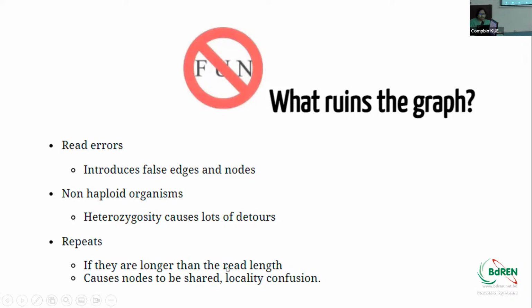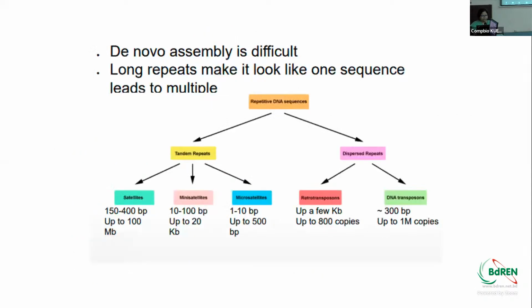There can be repeats if they're longer than the read length. Keep in mind that if your read length is 100 base pair or 150 base pair, but the repeat is like 200 base pair, then it will hamper the assembly process. It causes nodes to be shared, and locality confusion: where the read actually is in the genome can be confusing due to the repeats.